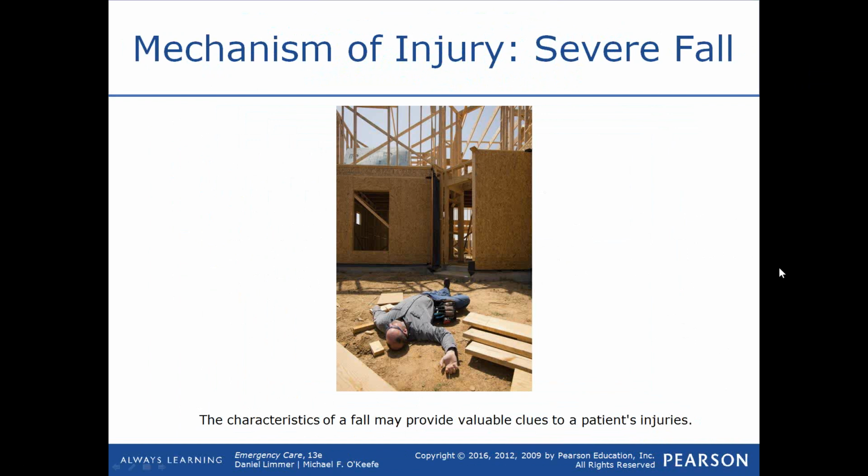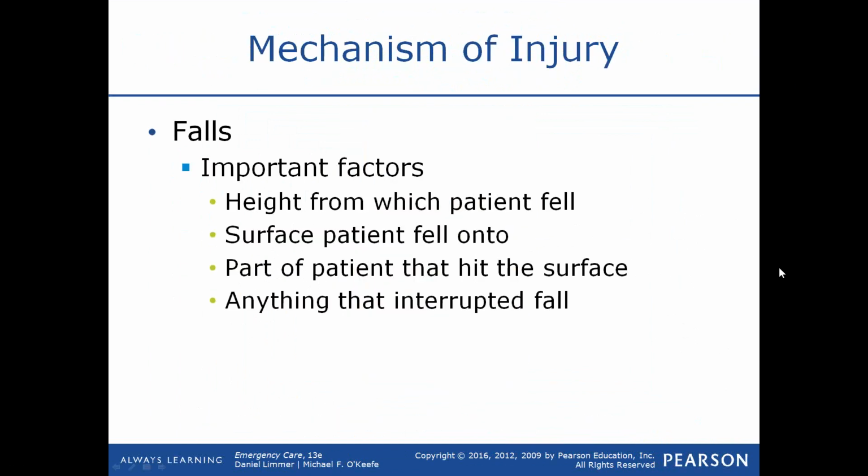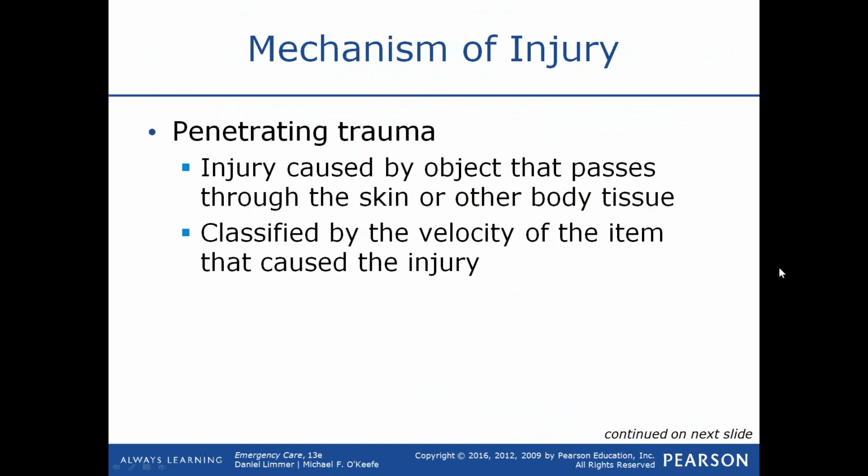The other thing to consider is which part of the body landed first during the fall. Typically adults and older children are going to land on their feet, and younger children, because of the size of their heads and the weight of their heads in relationship to the rest of their body, are going to land on their head. So the height from which they fell is important. The surface they landed on is important. The part of the patient that hit the surface first is important. And then did they hit anything on the way down?